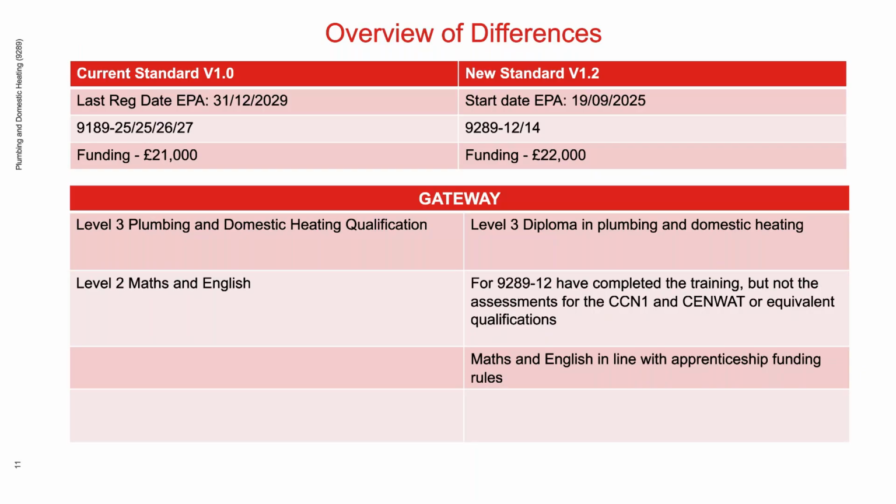The new standard, the 1.2, available from the 19th of September this year. So the current versions are 9289-12 and 14, which we're going to be looking at today. Funding is 22,000. The gateway is level 3 diploma in plumbing and domestic heating. For the 9289-12, have completed the training, but not the assessments for these CCN1 and CEN-WAT or equivalent qualifications, and also maths and English in line with apprenticeship funding rules.